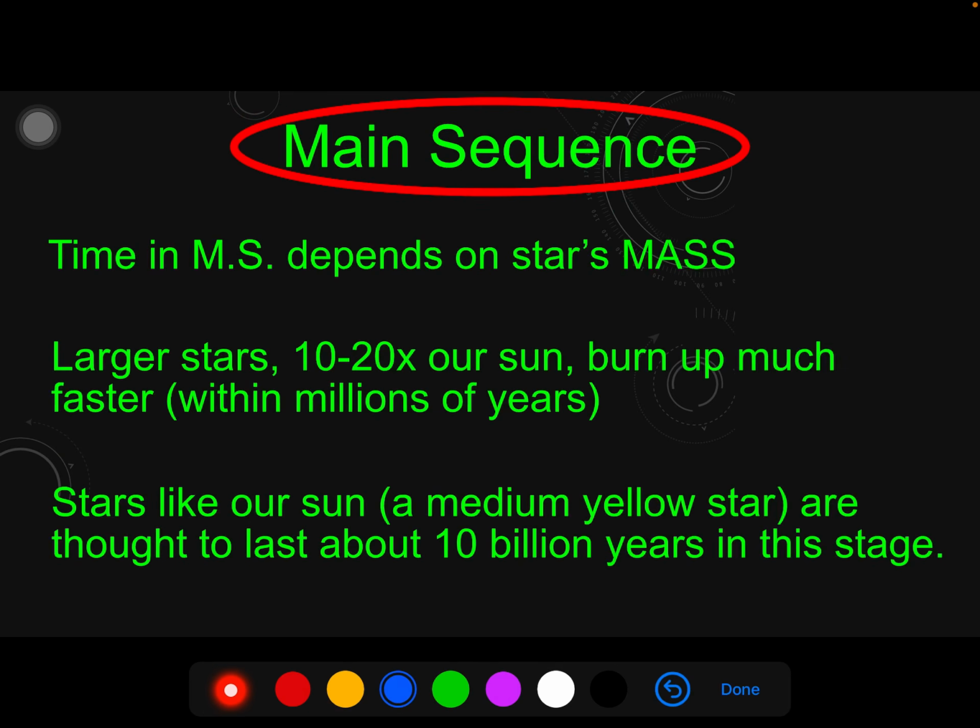So some other facts about the main sequence is that the time that it spends burning this hydrogen into helium, this time that it spends there is going to be dependent on its mass. We've learned that large stars burn their fuel much, much faster, and they don't live as long as a small star. So small stars can stay for billions of years in this stage, just because the rate of fusion is much slower.